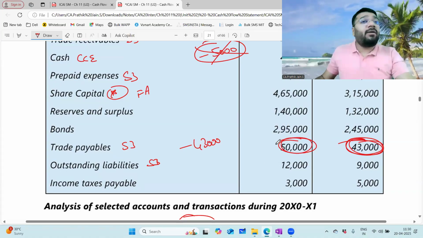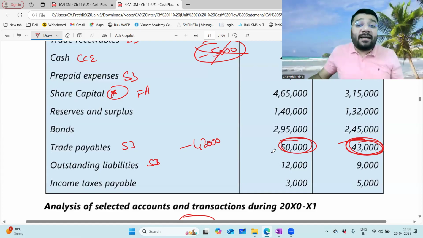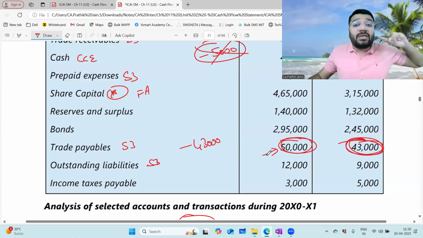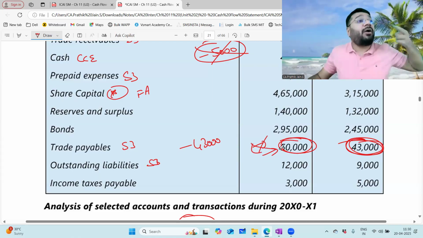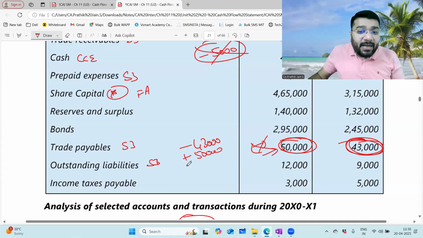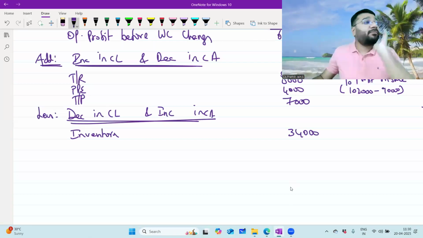This 50,000 is what? Current year credit purchase, but money not paid. Since it is current year credit purchase, it is subtracted in the 23,000. But I did not pay any money, so there is no cash outflow. So this minus is not right. So I have to reverse it by adding 50,000. So what is my net adding? 7,000 net I have to add. That's what I've done.